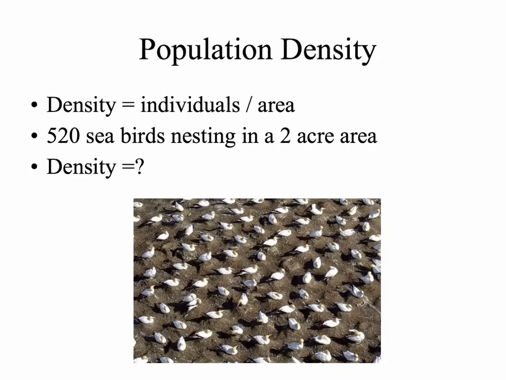Population density can be calculated by taking the number of individuals and dividing it by the total area the population inhabits. So in this example, we see there are 520 seabirds nesting in a 2-acre area. This is an easy math problem. 520 individual birds divided by 2 acres. This gives us 260 birds per acre.